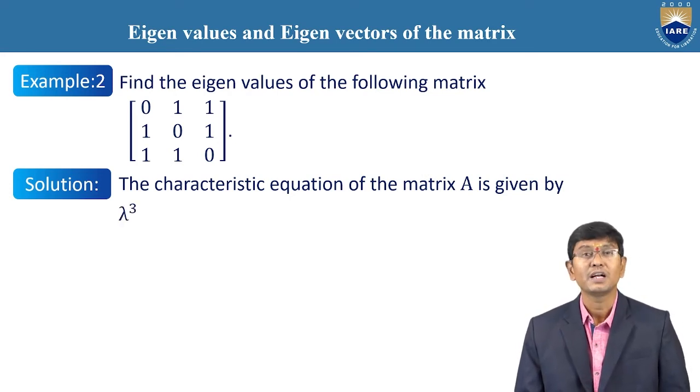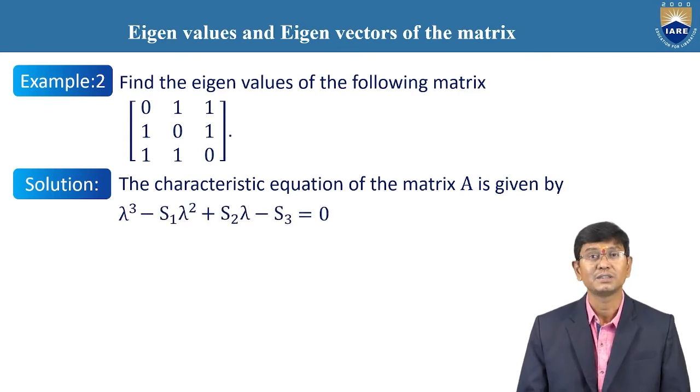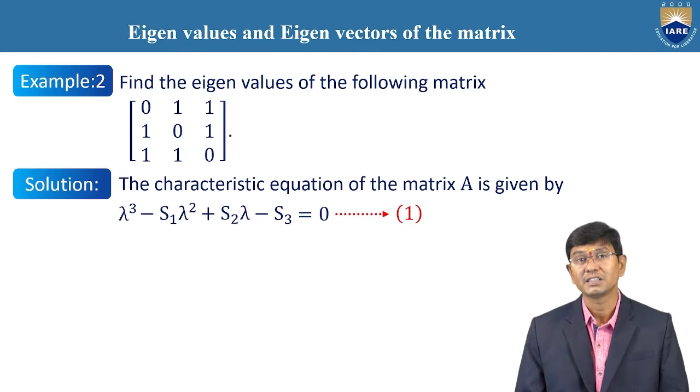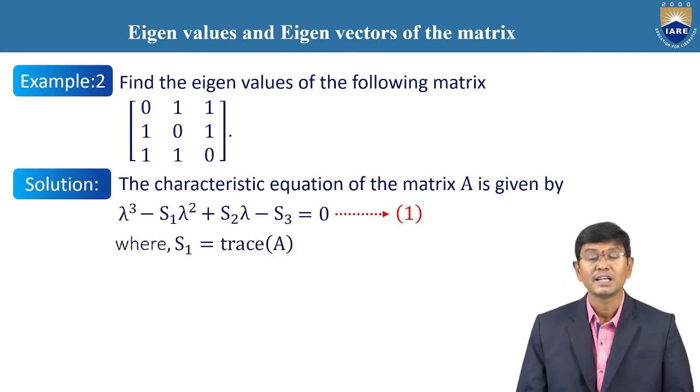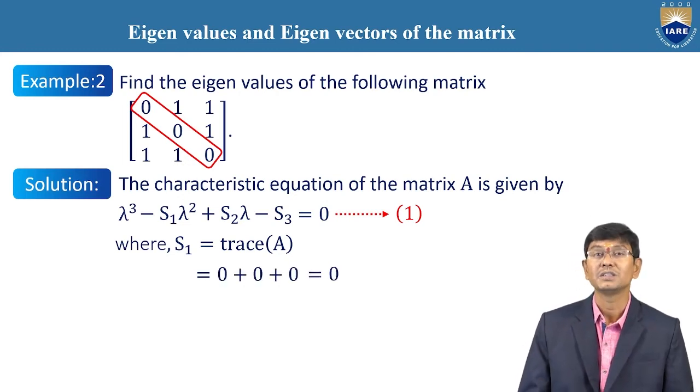As we know, the characteristic equation is lambda cube minus S1 lambda square plus S2 lambda minus S3 is equal to 0. Consider this equation 1. Therefore, S1 is nothing but the trace of the matrix. Here the trace of the matrix is 0 plus 0 plus 0, so the value of S1 is equal to 0.